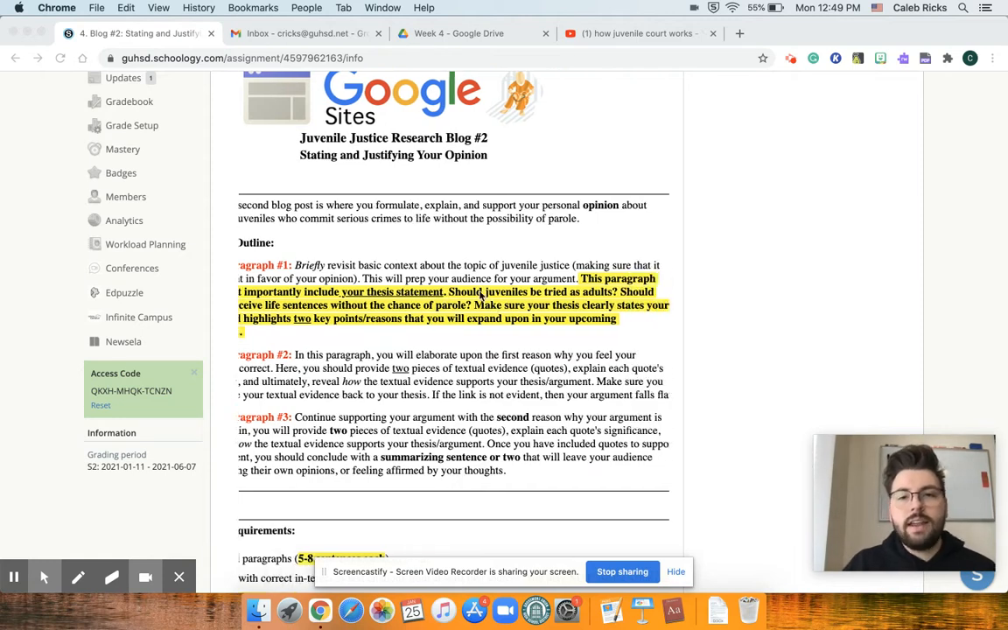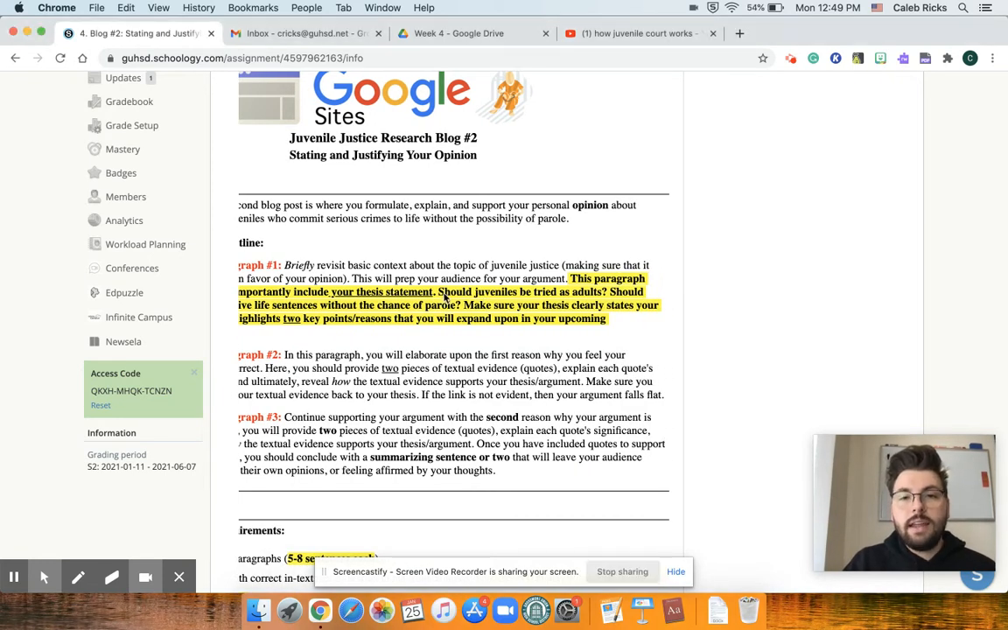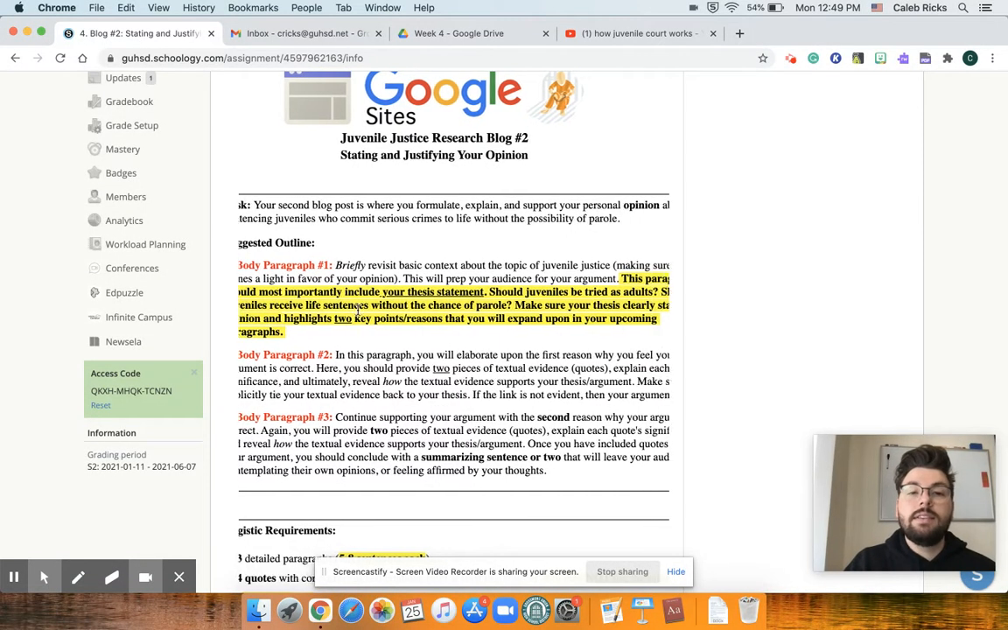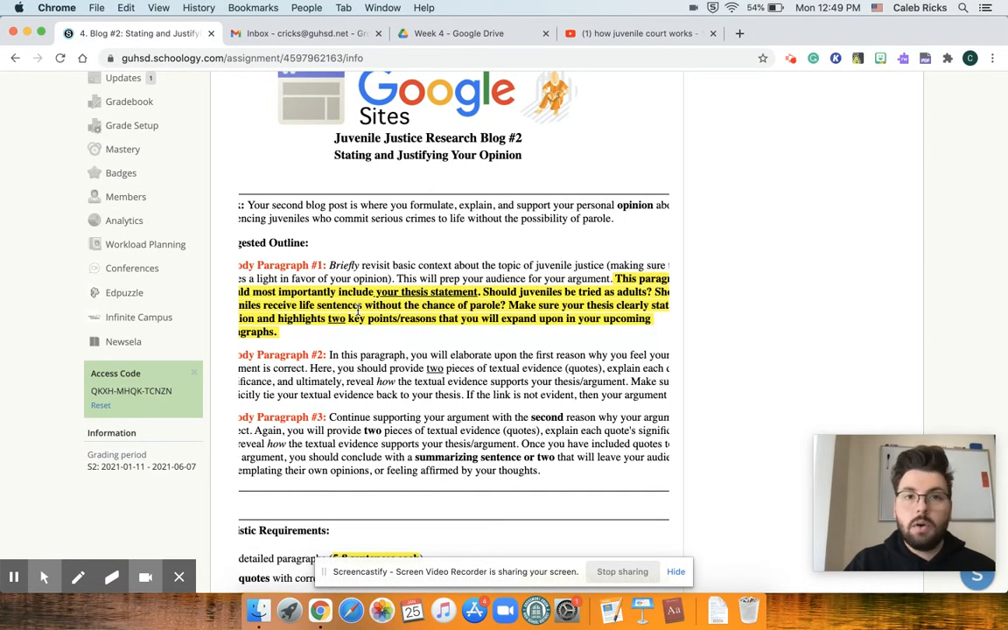So your thesis statement should be addressing: should juveniles be tried as adults, or when should juveniles be tried as adults, and should juveniles receive life sentences without the chance of parole? This is really what it's boiling down to and what we've been discussing throughout this unit. Is it fair to even consider a juvenile having a life sentence or an adult sentence? What fundamentally makes them juveniles? Or do you think it's more of a gray area and it can't be that clear cut?